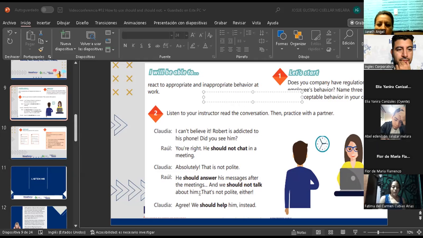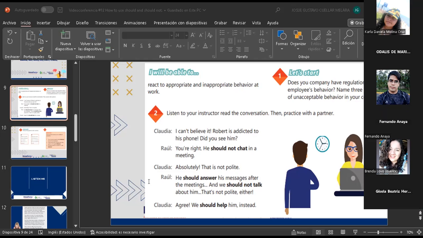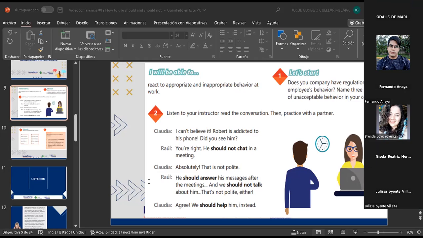Unacceptable in company. Sexual harassment. Harassment. Sí, acoso. Yeah, definitely. Even it is not just by partners, but also with bosses or supervisors that it might happen. Okay, thank you, Janet. Very nice. And what about Fernando, and then we go with Cesar.